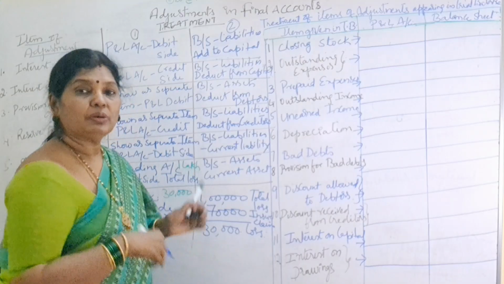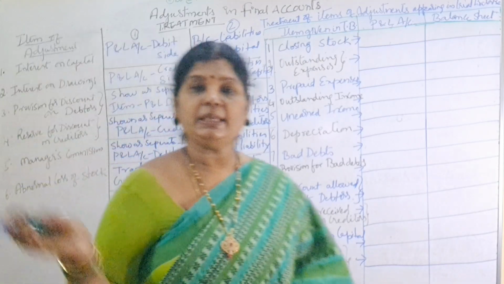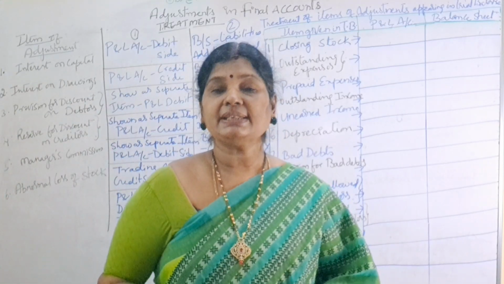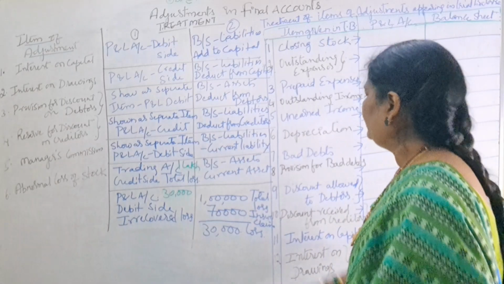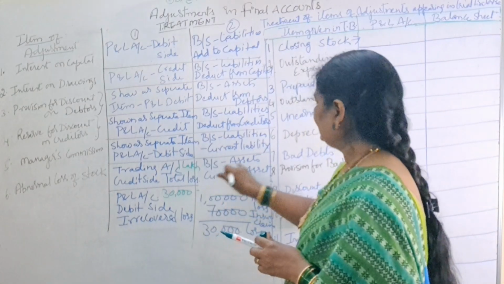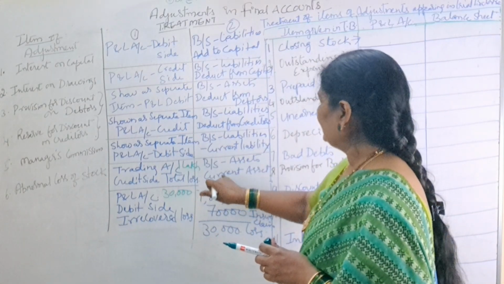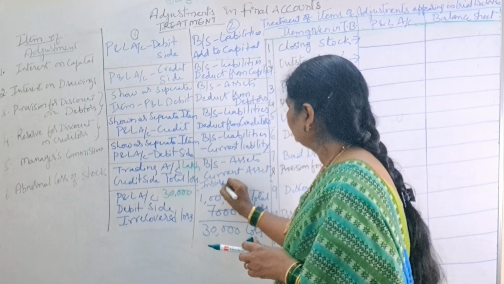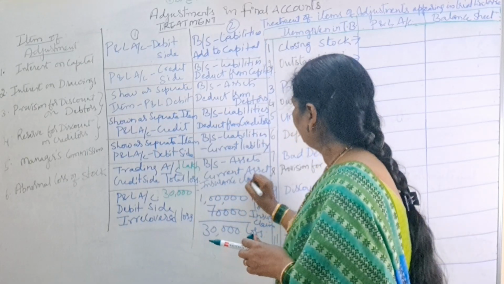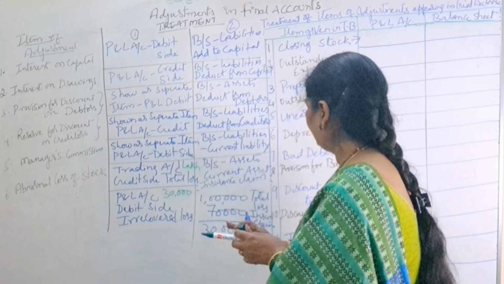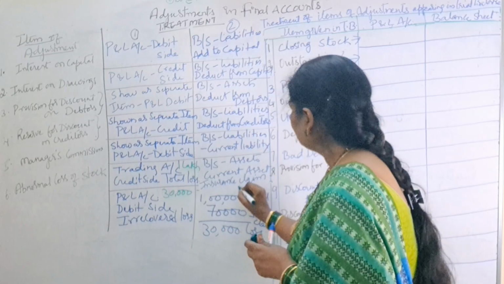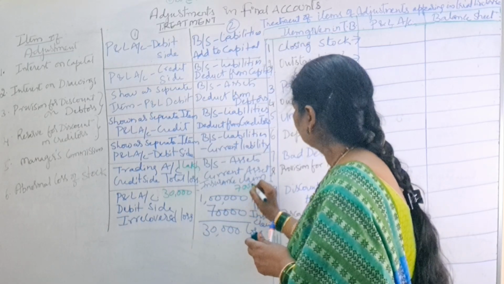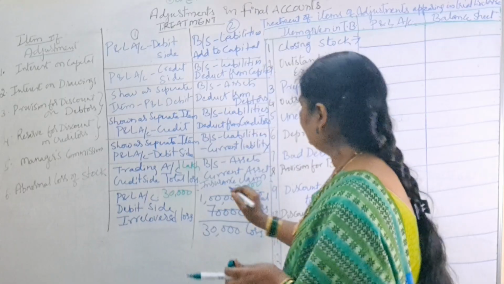How we'll show closing stock in our balance sheet? In the same way, we have to show this 70,000. So what you will write here? So balance sheet, asset side, will write as current asset. And what you will write here? Insurance claim. How much amount we will write? We will write 70,000. Is it clear?